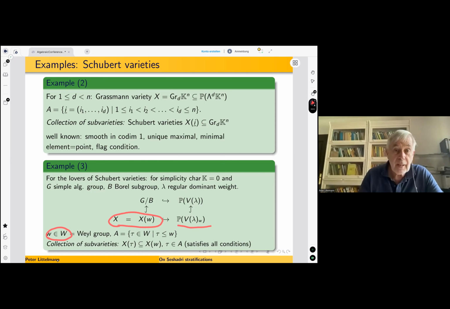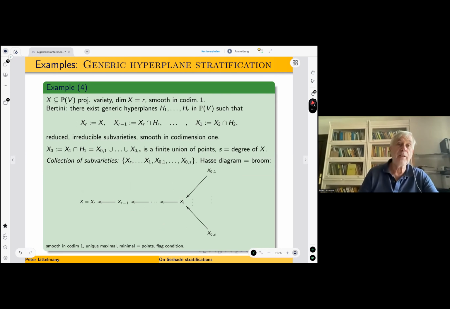So as my indexing set, I take A, the set of all elements in the Weyl group which are smaller or equal to w. And as my collection of subvarieties, I take all Schubert varieties which are contained in my fixed X(w). And again, it is well known that Schubert varieties are smooth in codimension 1. I have a unique maximal variety because X(w) is itself in this collection. Again, there is only one minimal Schubert variety, which is a point. And we have also that the flag condition is satisfied. So these are all examples where all the conditions are satisfied.